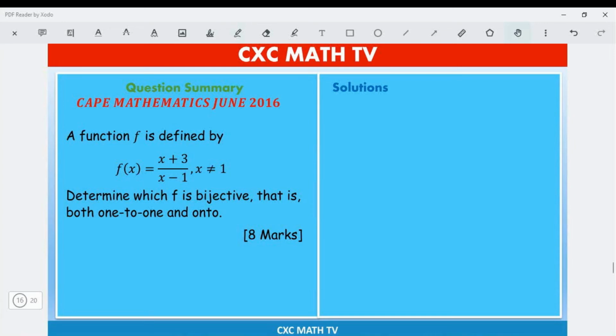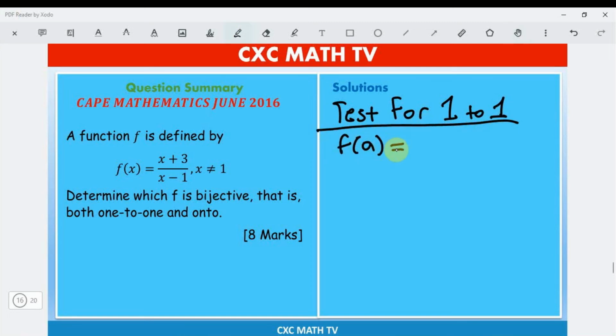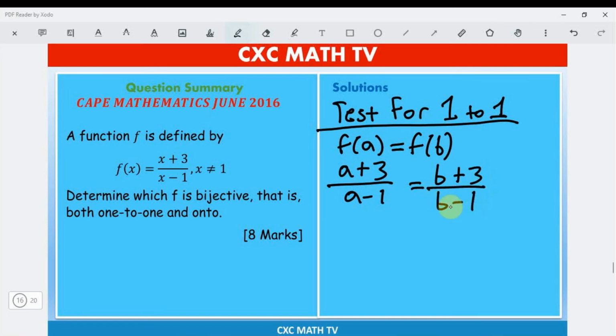Alright, so we're determining if f is bijective. So first we need to test for injectivity. So test for 1 to 1 or injectivity of the function. In that case, we need to solve f of a equal to f of b. In that case, we're going to get (a plus 3) over (a minus 1) is equal to (b plus 3) over (b minus 1). If we cross multiply, we're getting (a plus 3) times (b minus 1) is equal to (a minus 1) times (b plus 3).